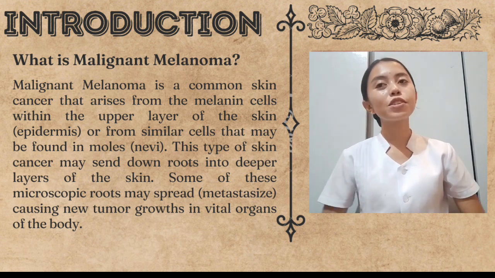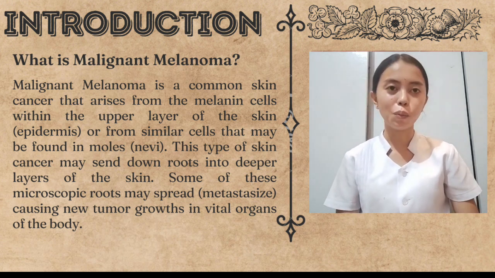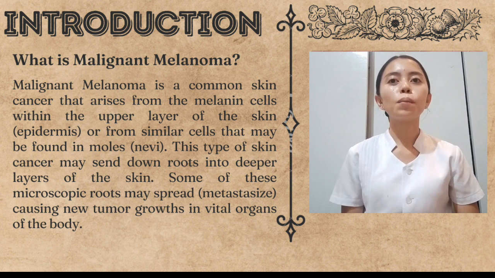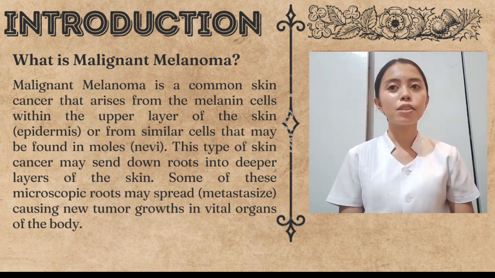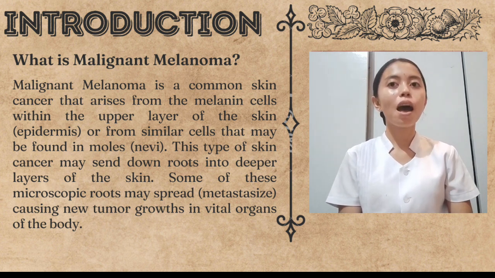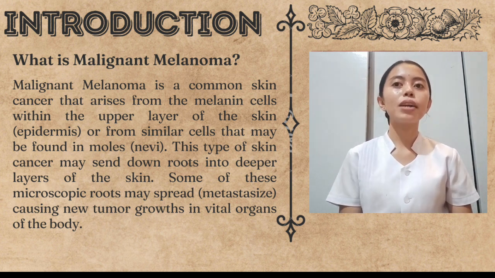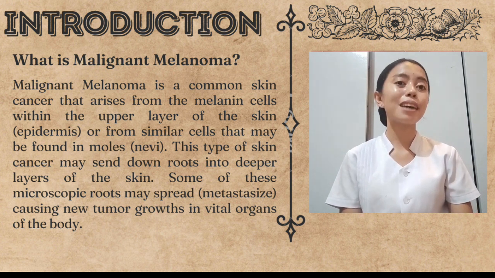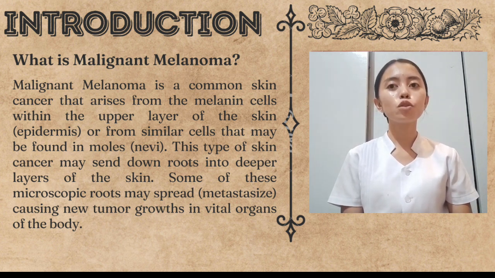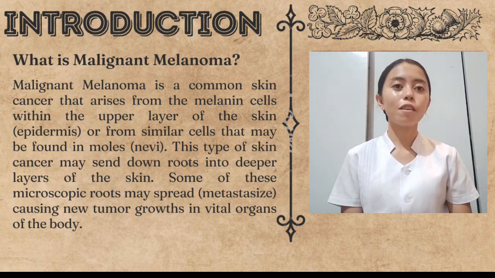Okay, so let us first know what is malignant melanoma. Malignant melanoma is a common skin cancer that arises from the melanin cells within the upper layer of the skin, which is called the epidermis, or from similar cells that may be found in moles. This type of skin cancer may send down roots into deeper layers of the skin, and some of these microscopic roots may spread or metastasize, causing new tumor growths in vital organs of the body.